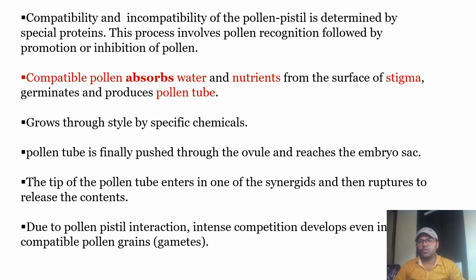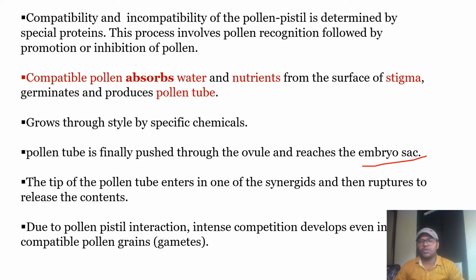Now this pollen tube will grow through the style and it will reach into ovule, and it will come in contact with, or enter within, the embryo sac. So the tip of pollen tube enters in one of the synergids and then ruptures to release the contents. In further diagram we will study that one.